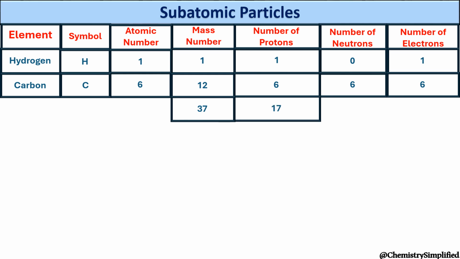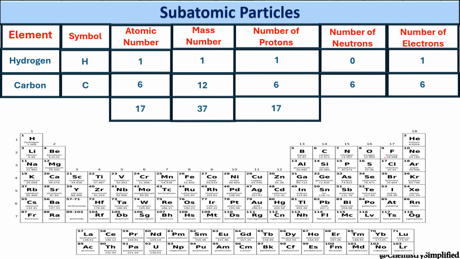Now let's say we're given two numbers. We're given the mass number, which is 37, and the number of protons, which is 17. How would we find the rest of these values? So we know the number of protons would be the same as the atomic number. So if the number of protons is 17, the atomic number should be 17 as well. Then we bring the periodic table to see which element has an atomic number of 17, which is chlorine.